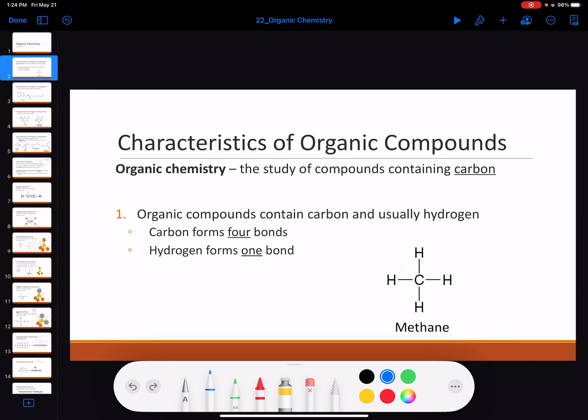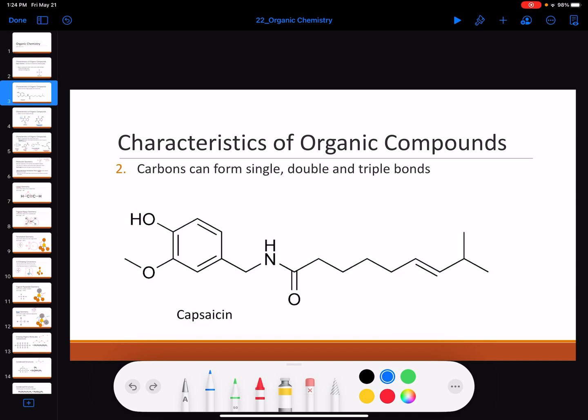Now, carbon loves to make four bonds, and it really likes to bond with hydrogen. So you'll notice that in almost every organic compound, you've got a lot of carbon-hydrogen bonds. Just remember that carbon likes to form four bonds, hydrogen likes to form one bond. Carbon can form double, single, and triple bonds, as long as they add up to a total of four bonds. We're going to learn what this structure really means. This is capsaicin, which is responsible for the hotness of chili peppers, and it contains a lot of carbons and hydrogens.